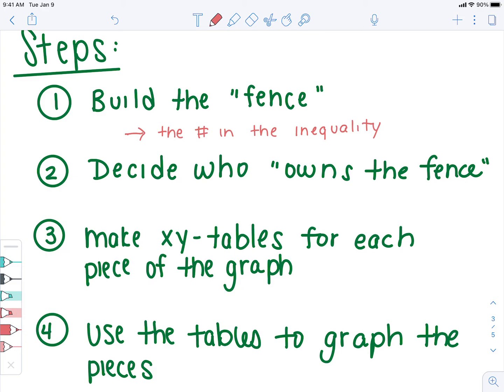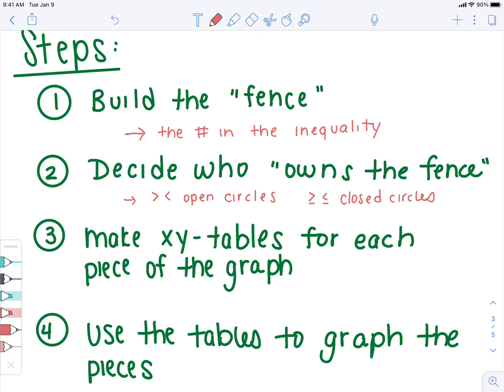Then you're going to look at the inequality and decide who owns the fence, who has the open circle, who has the closed circle. And you were good at that. You remembered that these symbols get open circles, whereas the equal to symbols get closed circles. Whoever has the closed circle technically owns the fence because they're the one that exists or can live on the fence.